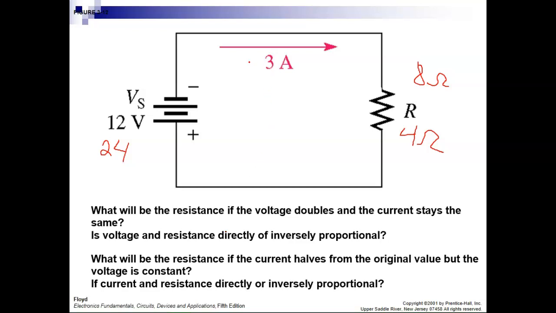What would happen to the resistance if my voltage is the same, but my current halves to 1.5 amps? It would double again. So it would go up, it would stay at 8, right? Yes, ma'am. Okay.